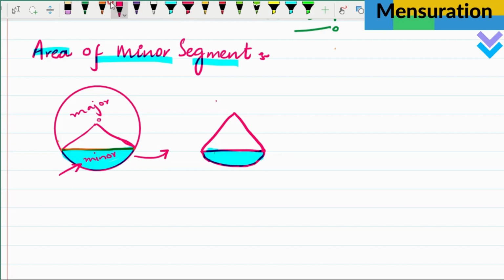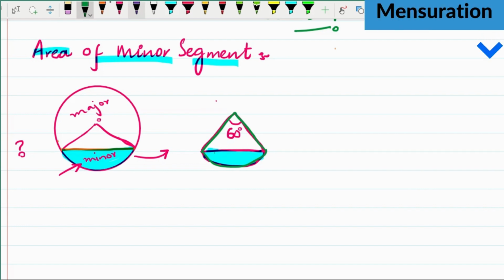So this is what we have to calculate, and the area and the angle is given. Angle is what? 60 degrees. So the question is, how can we calculate the area of a minor segment? You can just observe one thing here, that is basically a pizza slice, right? And we read before, how can we calculate the area of a pizza slice?